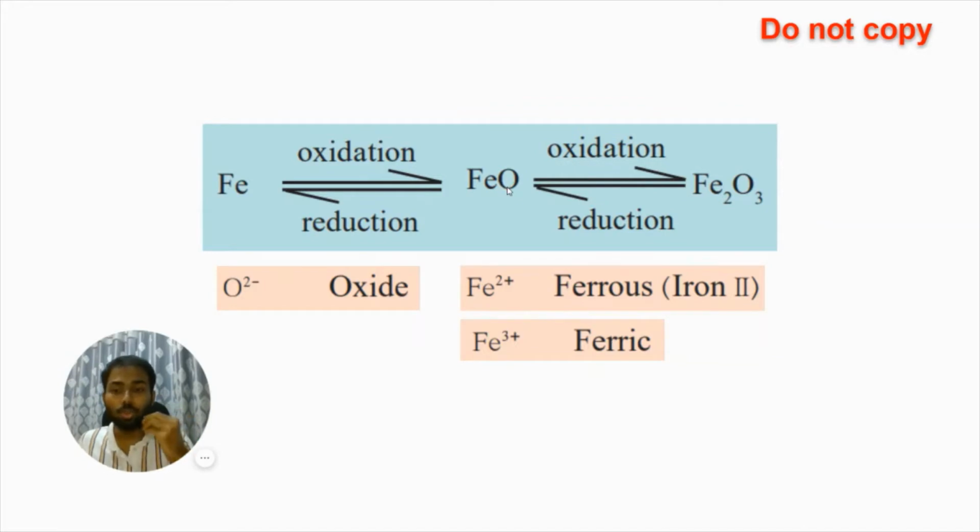Whenever Fe loses 2 electrons, it gets a +2 charge. So when Fe goes from Fe to FeO, it is oxidizing. Similarly, here what is the charge on Fe?